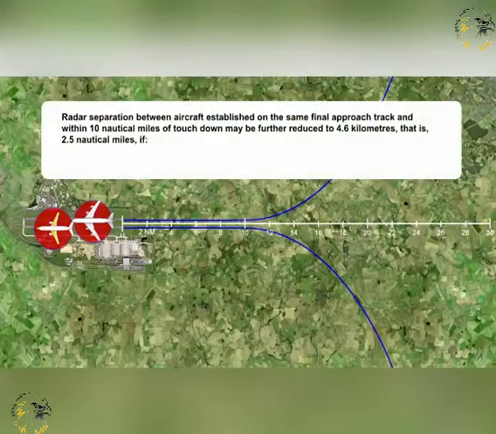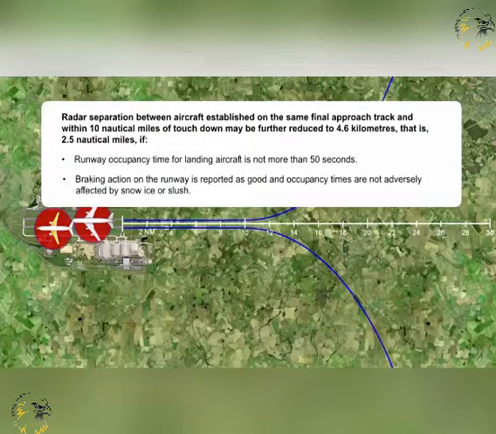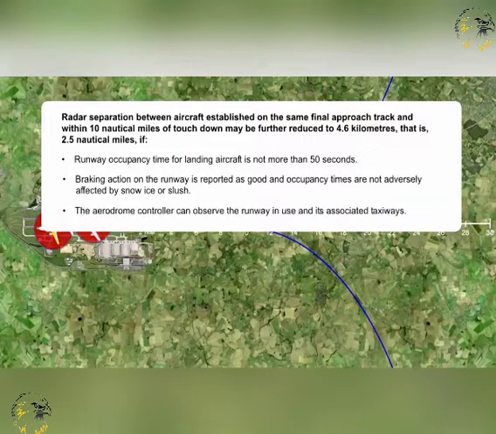Radar separation between aircraft established on the same final approach track and within 10 nautical miles of touchdown may be further reduced to 4.6 kilometers, that is 2.5 nautical miles, if runway occupancy time for landing aircraft is not more than 50 seconds, braking action on the runway is reported as good, and occupancy times are not adversely affected by snow, ice or slush. The aerodrome controller can observe the runway in use and its associated taxiways.